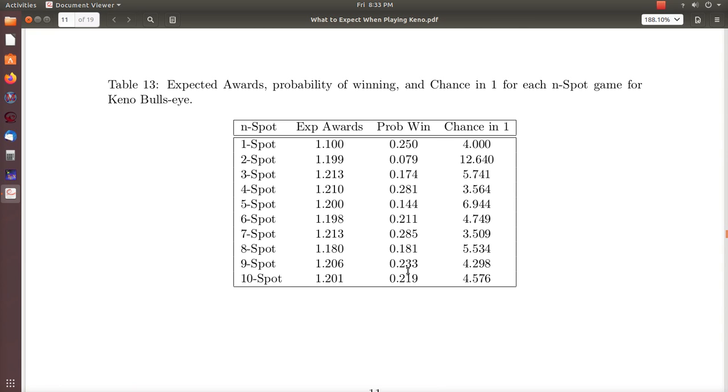Now, this column here's the probability of a win. So notice that it's kind of amazing how there's different probabilities. So in a 5 spot game, you have a 14% chance of winning, and in a 7 spot game, you have a 28% chance of winning. And then the chance in 1 is how many games you expect to play before you win. It's really just the reciprocal of the probability of a win. So even though the probabilities are different, the awards given for each match in Bullseye are such that your expected return is 60 cents on the dollar.